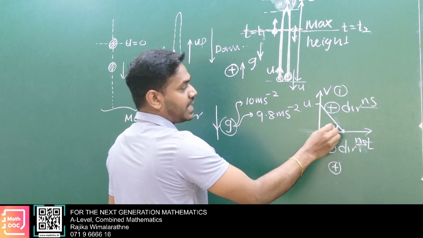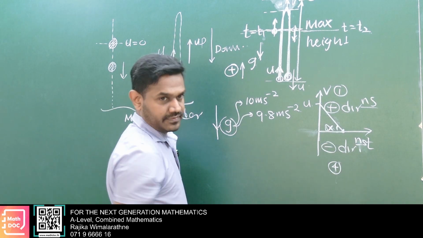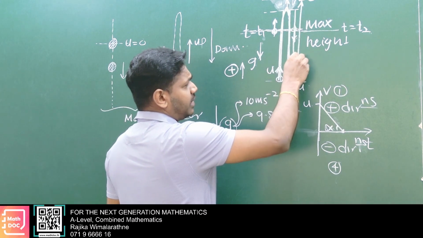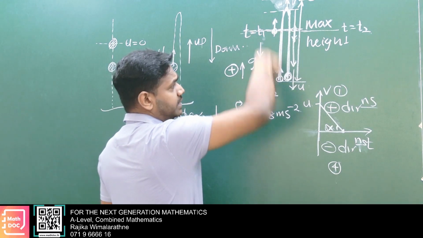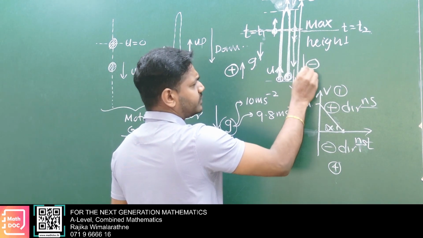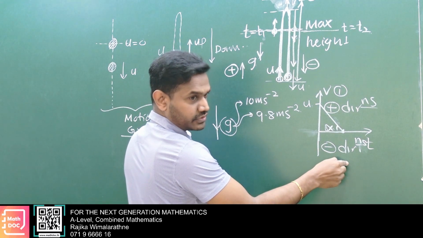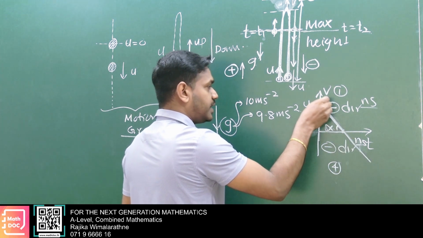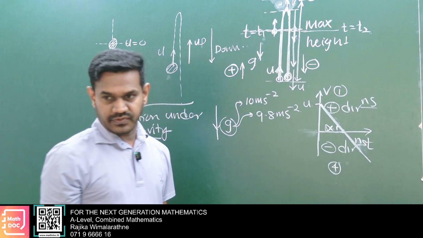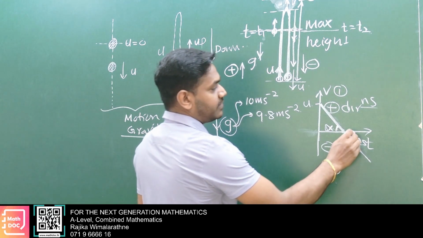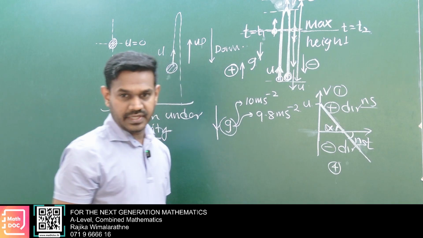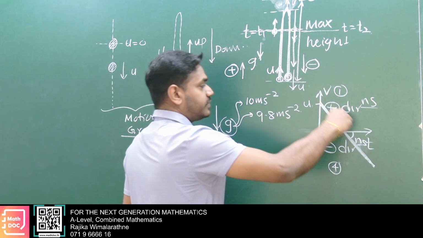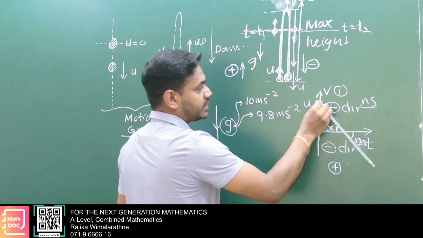The retardation is given by tan alpha, so g is given by tan alpha. After that, downward motion: upward positive, downward negative. Therefore we turn into the fourth quadrant. We need to continue the same graph like this, with the same inclination alpha under gravity motion.